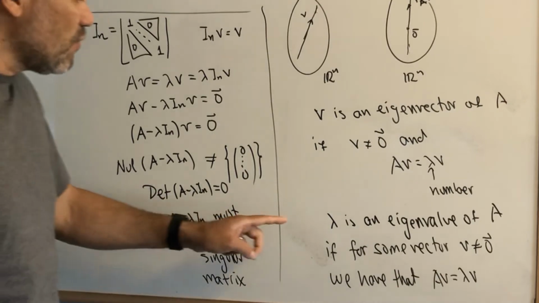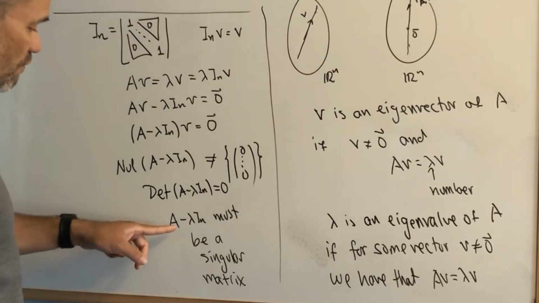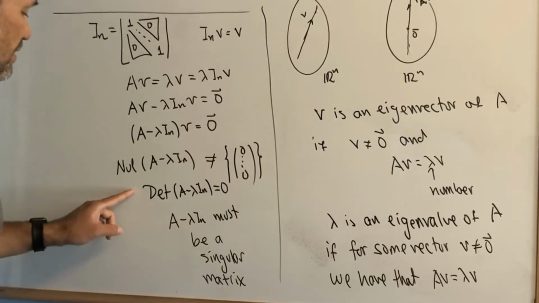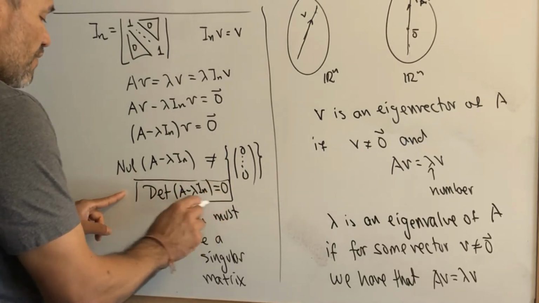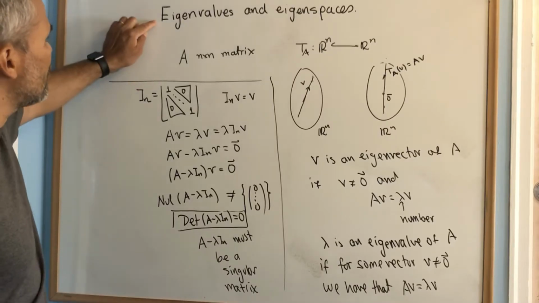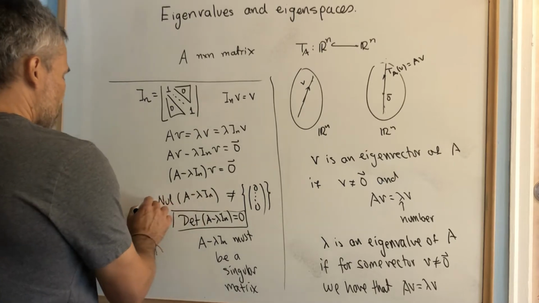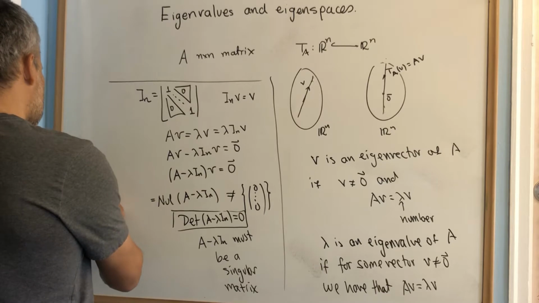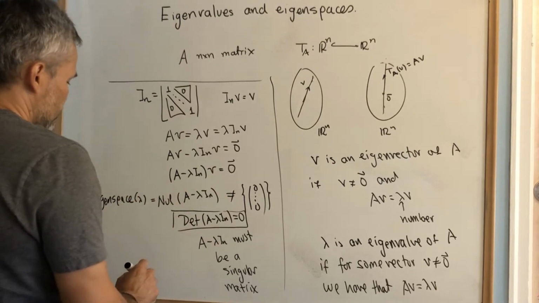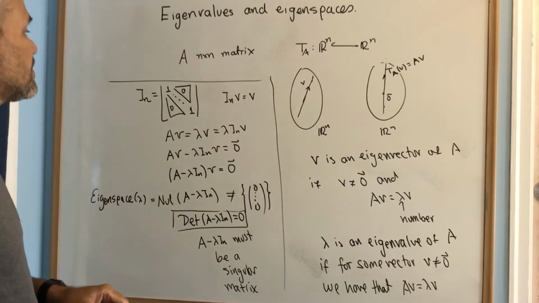Then this is the theorem. If we want to find an eigenvalue for a matrix A, then we must search for a lambda such that the matrix A minus lambda times the identity is a singular matrix. But that is equivalent to saying that the determinant of A minus lambda times the identity is equal to 0. Then that's the notion of eigenvalues of a matrix. And also, once we have an eigenvalue, we're going to call this null space the eigenspace associated with lambda. This null space is the eigenspace.